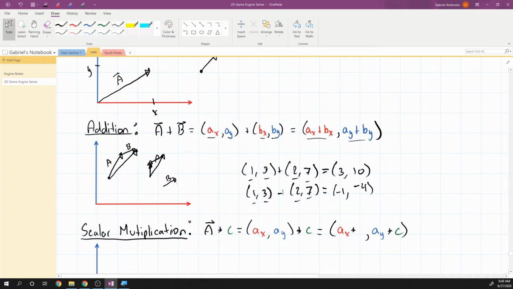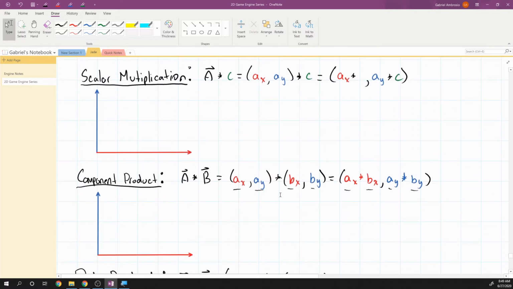So subtraction, very similar. Now let's talk about scalar multiplication.